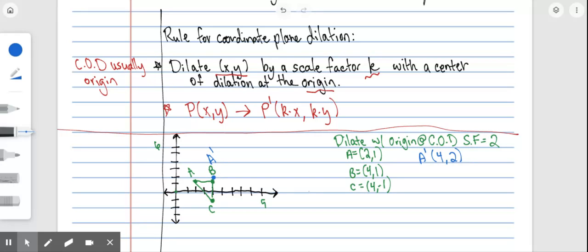And then if I'm multiplying B to get B prime, 4 times 2 is 8, and 1 times 2 is 2. So (8, 2) is B prime. And then my new C prime coordinate is going to be (8, -2), which is here.